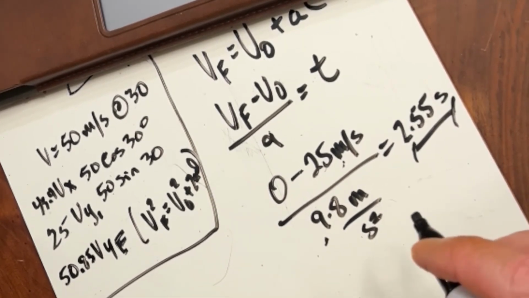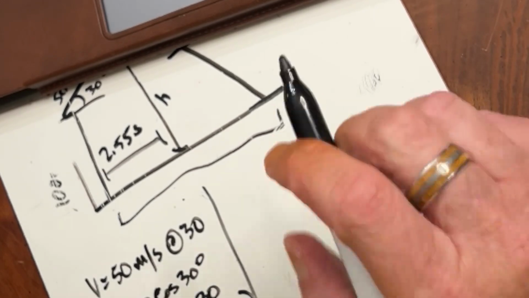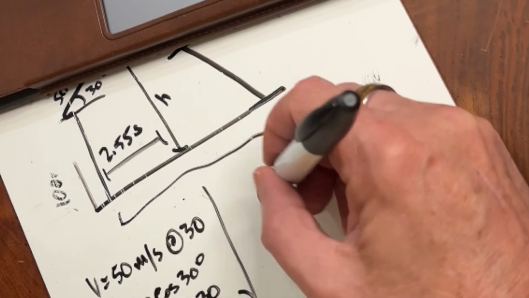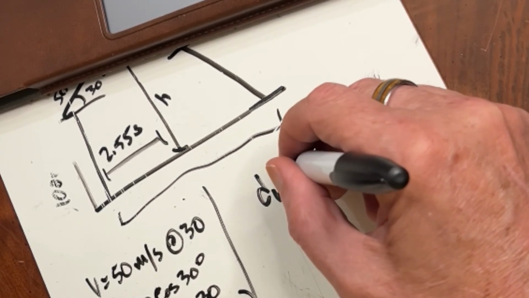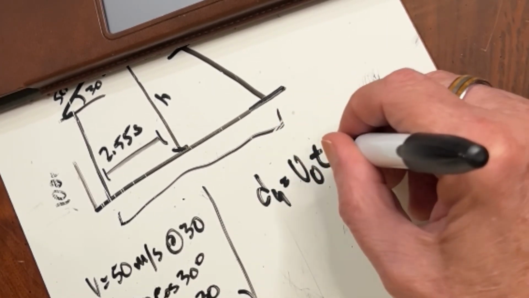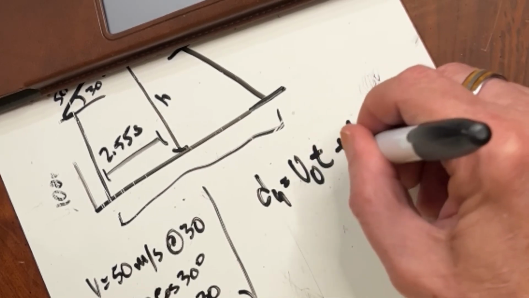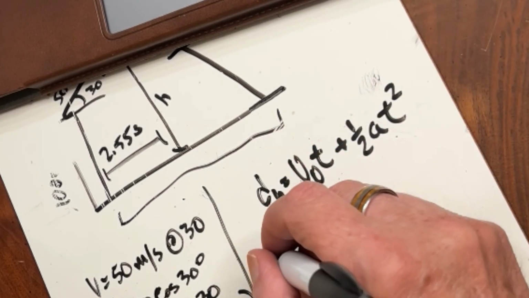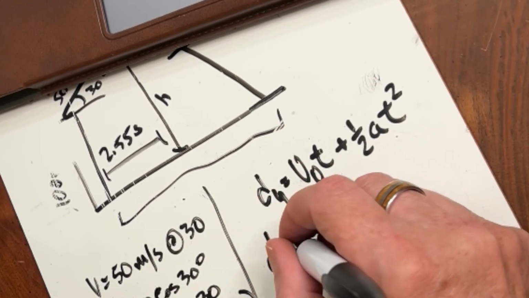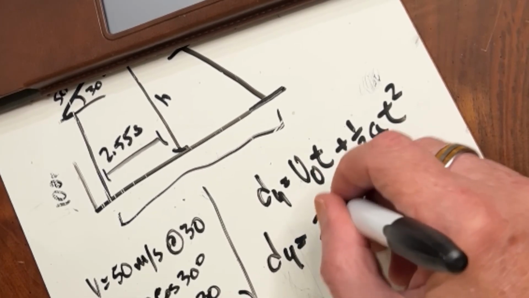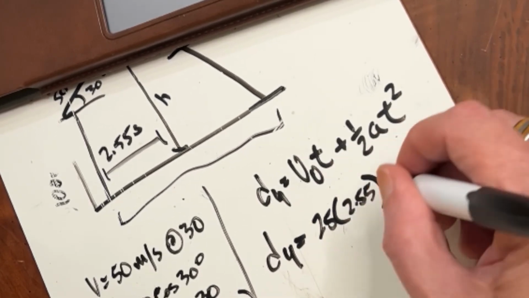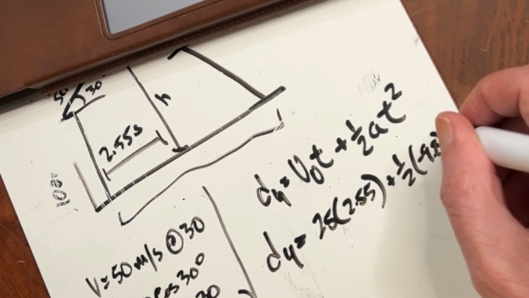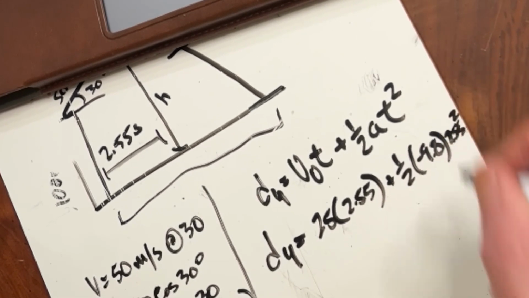Okay, that should be pretty familiar. Next, we want to figure out how high this is. So displacement in the y-axis is going to be velocity initial times time plus 1/2 acceleration times time squared. Well, we have all our numbers here. So dy equals 25 times 2.55 plus 1/2 times negative 9.8 times 2.55 squared.